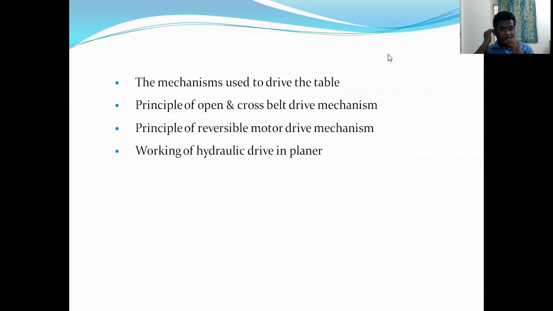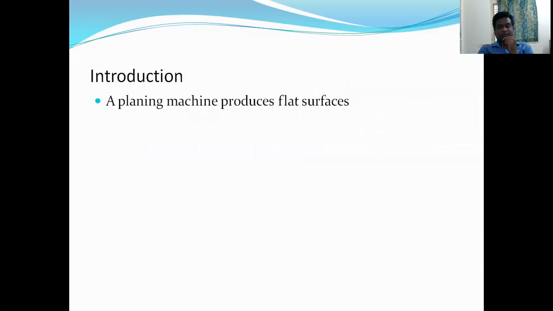Now we are moving to the driving mechanisms of the table. In this planer, the table is moving and the cutting tool is at a fixed position. There are three drive mechanisms: the open and cross belt drive mechanism, the reversible motor drive mechanism, and the hydraulic drive in a planer.